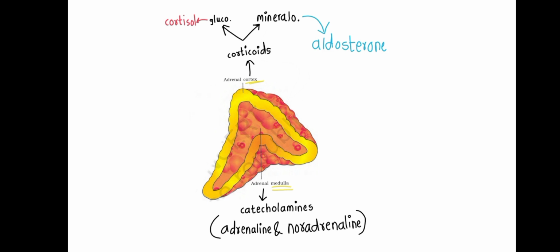So, here you can see adrenal medulla produces catecholamines. What are catecholamines? Adrenaline and noradrenaline. Adrenal cortex produces hormones called corticoids. Corticoids are of two types, glucocorticoids and mineralocorticoids. Cortisol is an example of glucocorticoid. Aldosterone is an example of mineralocorticoid.